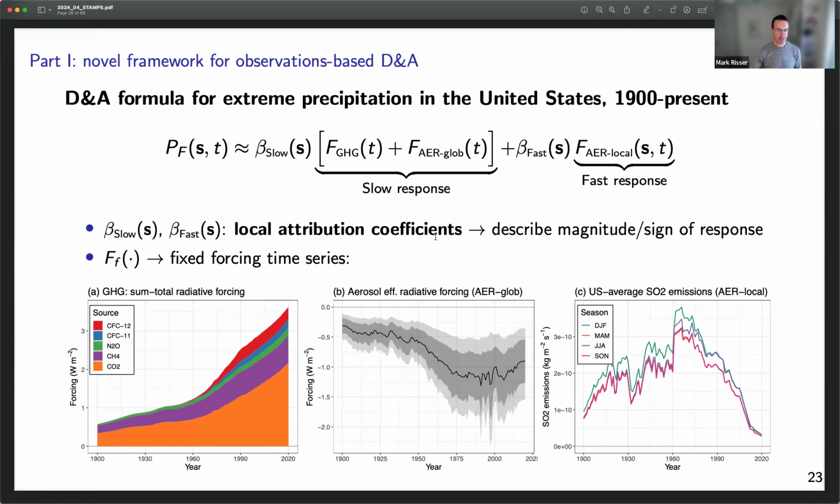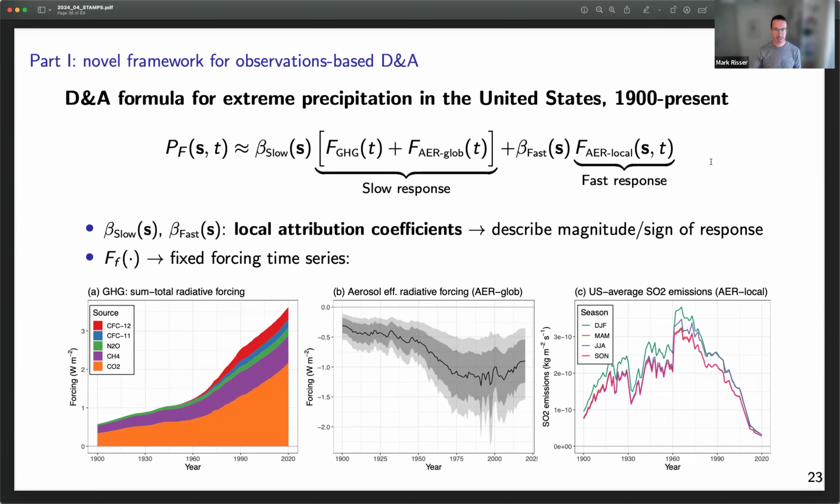When we go to the middle here, this is a reconstruction of the effective radiative forcing from aerosols on the global scale. And you can see how that trajectory is going. It was getting stronger over the first 70 years and then starting to come back towards zero. Again, these are all negative numbers here, so that refers to a reduction in the radiative forcing.